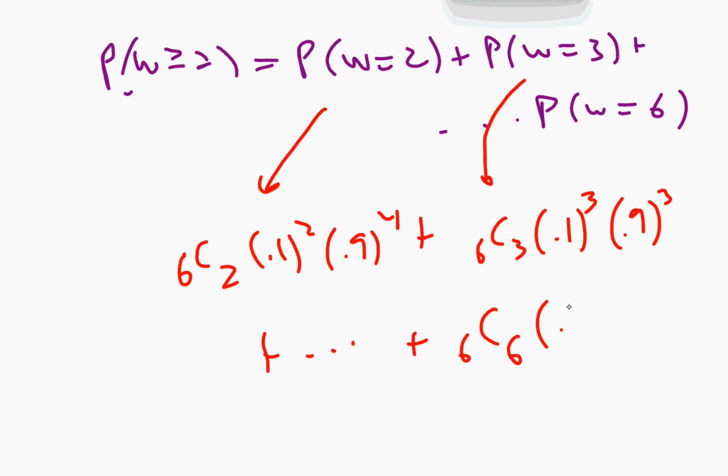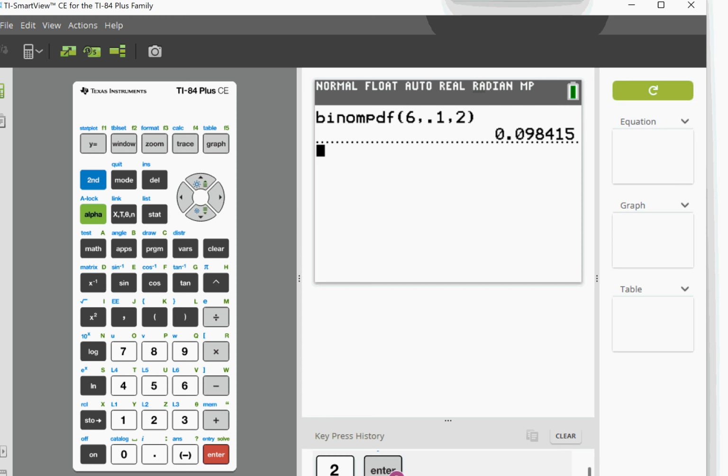And you'd have 0.1 to the 6 and 0.9 to the 0. So it turns out there's a faster way to do this also. Your calculator has a button in it called Binomial. Let me show you. CDF. So notice I'm not saying PDF, CDF.